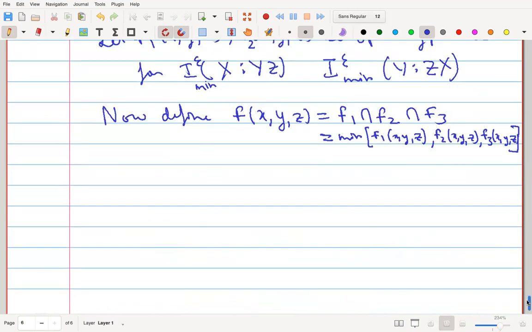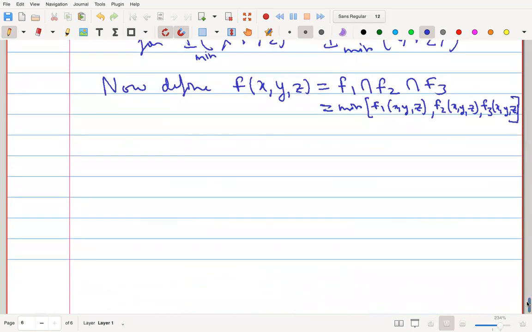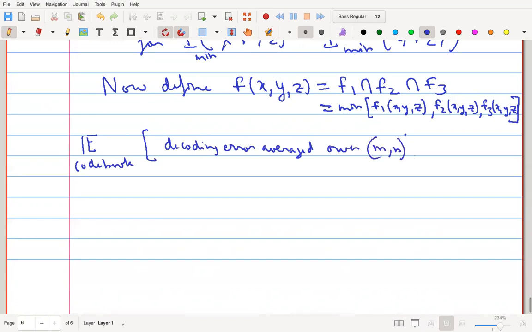Okay. So now let us analyze the error probability of this decoding strategy. This is the expected average decoding error. So the expectation over the choice of the code book C of the decoding error, averaged over m, n, over the uniform distribution on m, n.